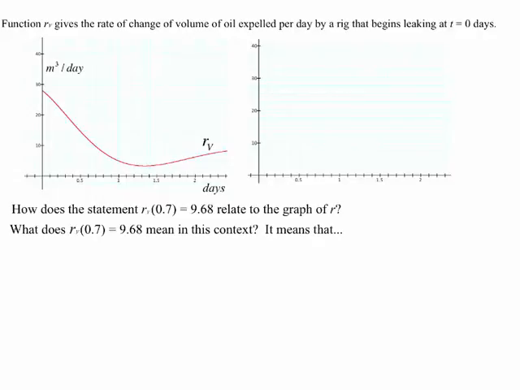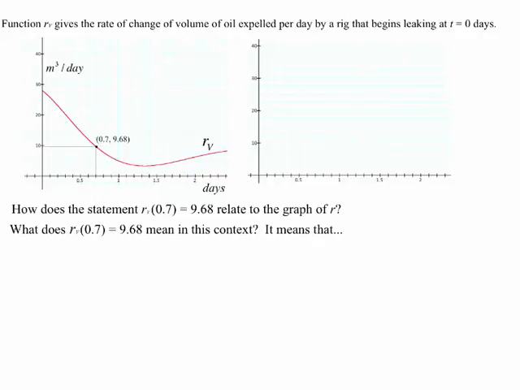So watch. Ready? At 0.7, the rate of change is 9.68, and that's a correspondence point on this graph. Okay, that's a correspondence point. 0.7 and 9.68 is one of the points you're looking at when you look at that red curve. Okay, and so then what does it mean in this context?